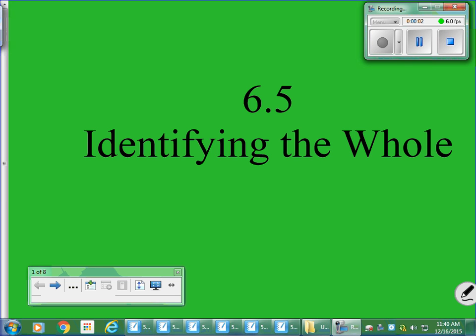Good evening, fifth graders. Tonight we're going to be working a little more with some fractions. We're going to be identifying the whole. That means we're going to be working a little bit with the denominator as well as the numerator.